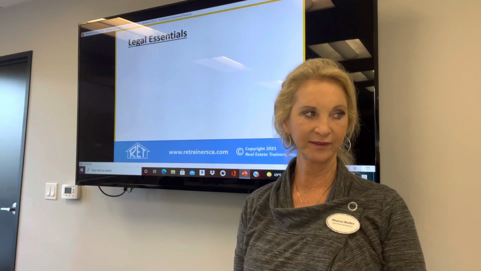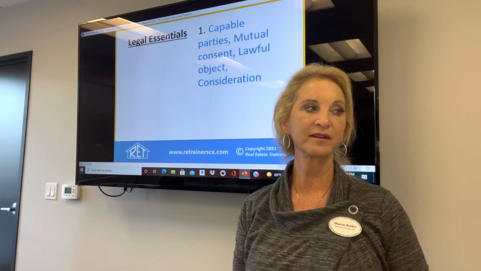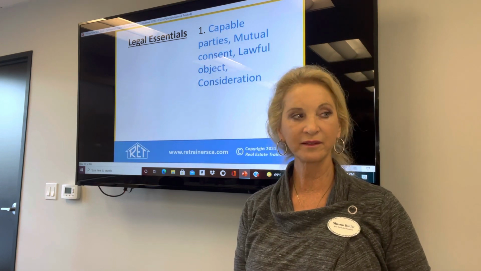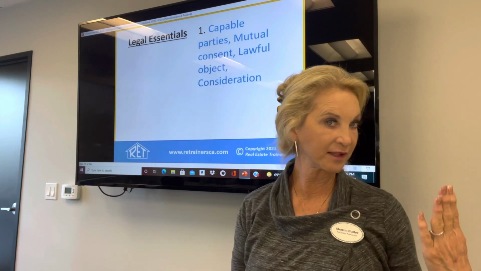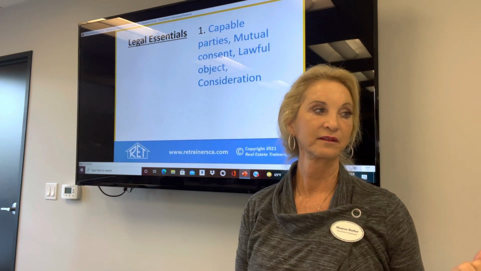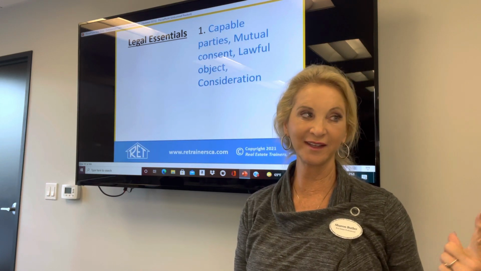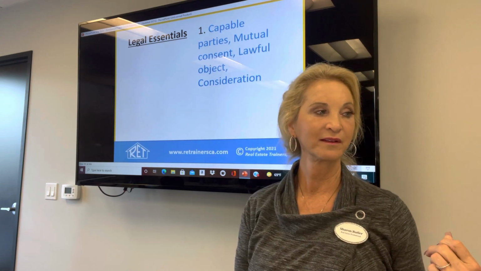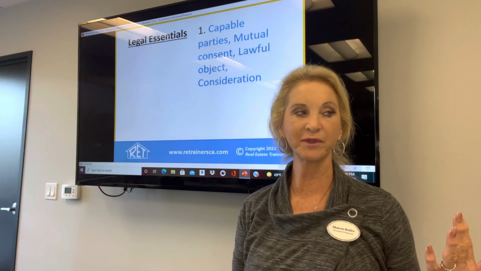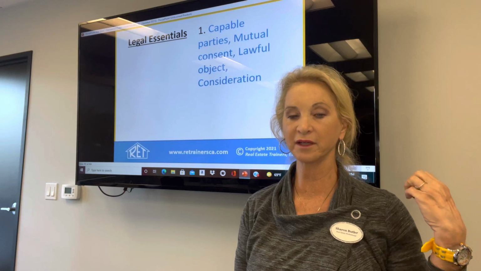So contracts. Legal essentials of a valid contract. You have to have capable parties, mutual consent, a lawful object, and consideration. You have to have all four to make it a valid contract. Capable parties means your client has to be over 18. Mutual consent is a meeting of the minds. A lawful object, you'll have a property. And consideration is money. So you have to have all four for a legal contract.